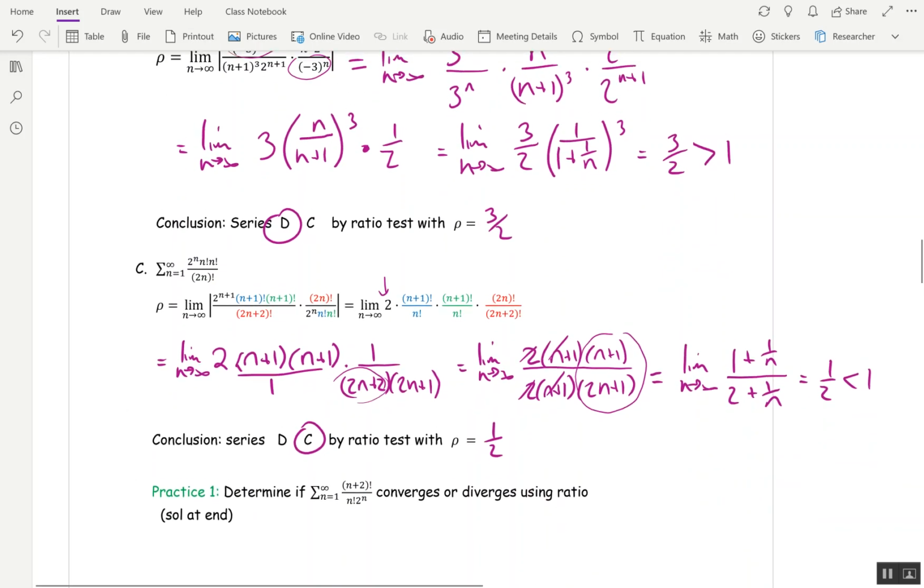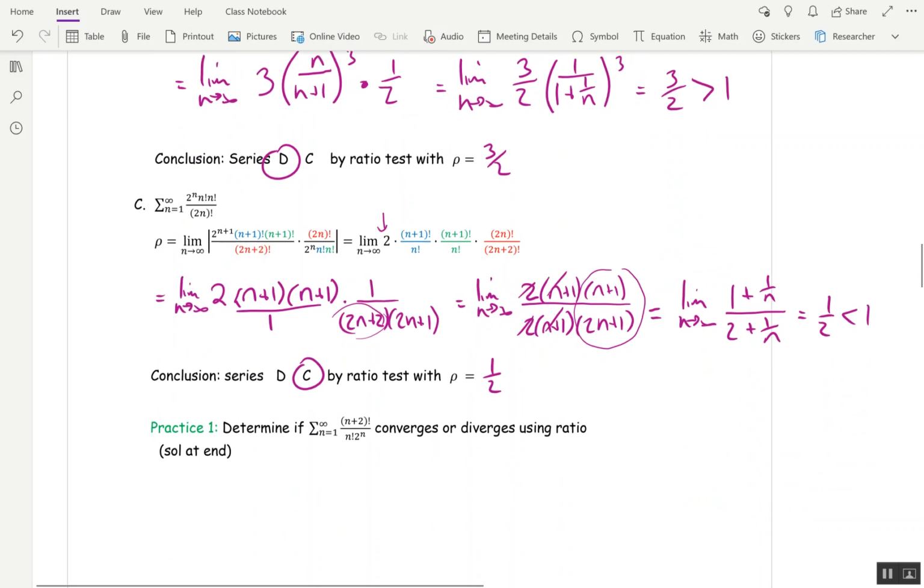Okay, here's a practice problem. I suggest you pause the video, do it out, and then read the solution at the end of the notes.